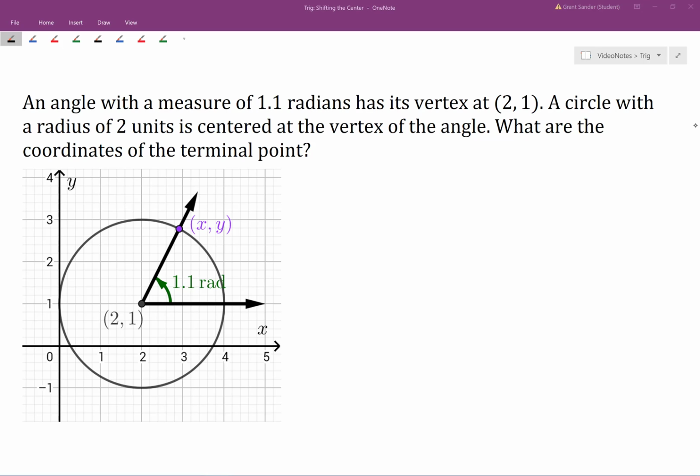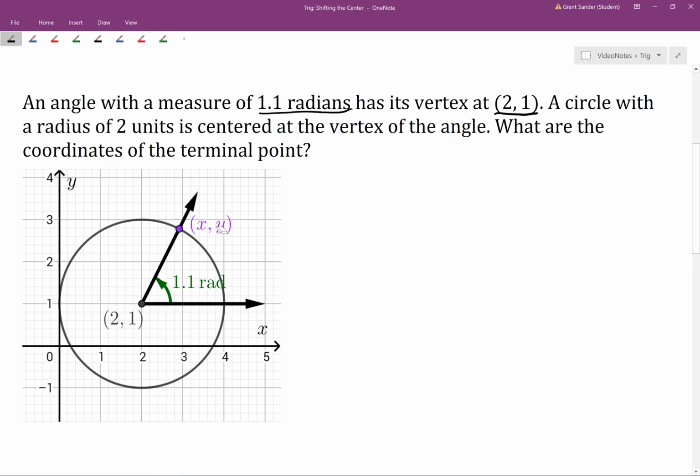In this video, we will look at using the cosine and sine functions to model circular motion in situations where the vertex of our angle is not at the origin. So consider the following context. We have an angle with a measure of 1.1 radians, and its vertex is at the point (2, 1). A circle with a radius of 2 units is centered at the vertex of the angle, and we want to know the location of this terminal point. So we want to know these xy coordinates.